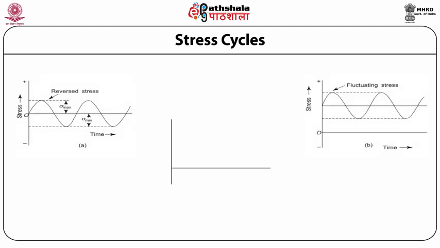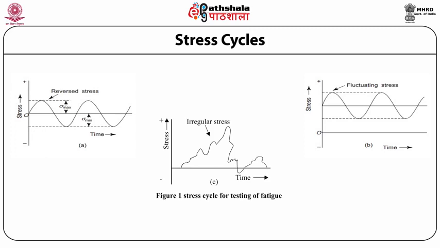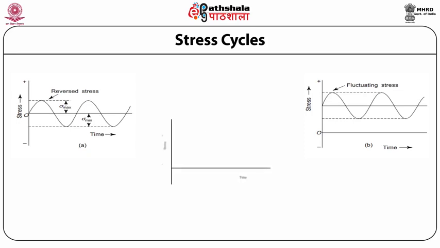Here you can see the figure consisting of three parts A, B and C, showing the stress cycle for testing of fatigue. As we have seen above in the explanation of these figures, it is showing the stress cycle for testing of fatigue. The A part shows the reverse stress, the B part of the figure shows the fluctuating stress with time, and the C part shows the irregular stress with time.